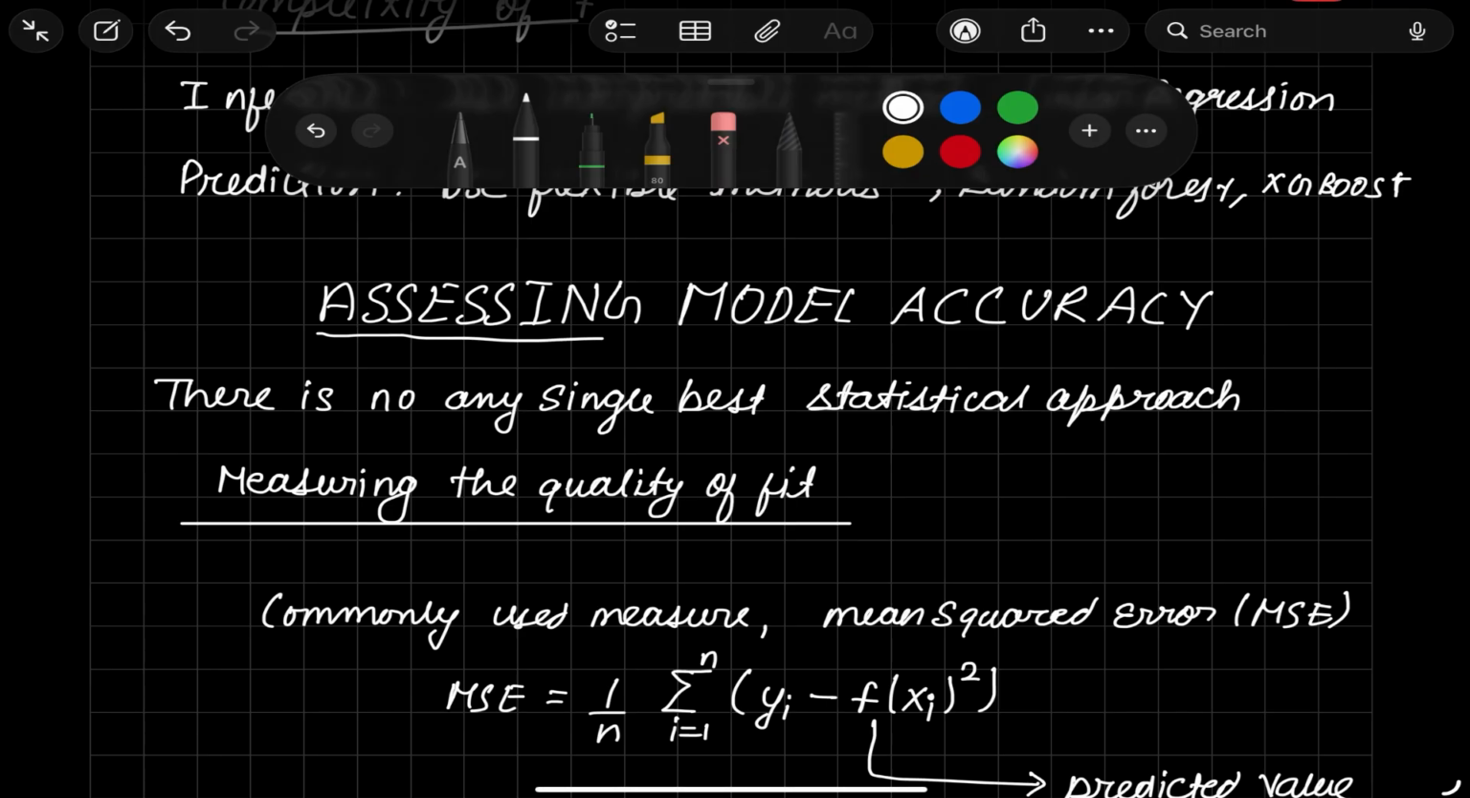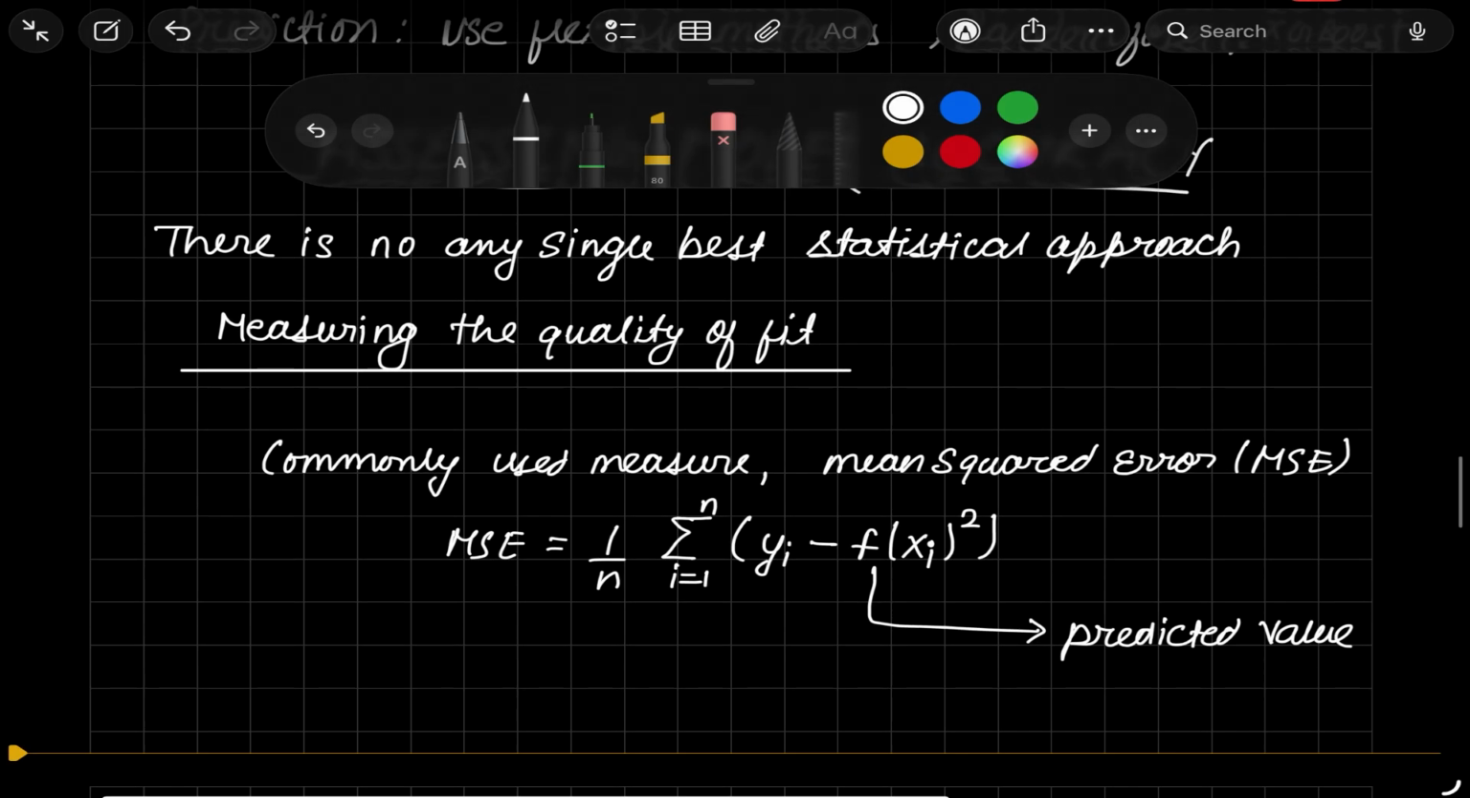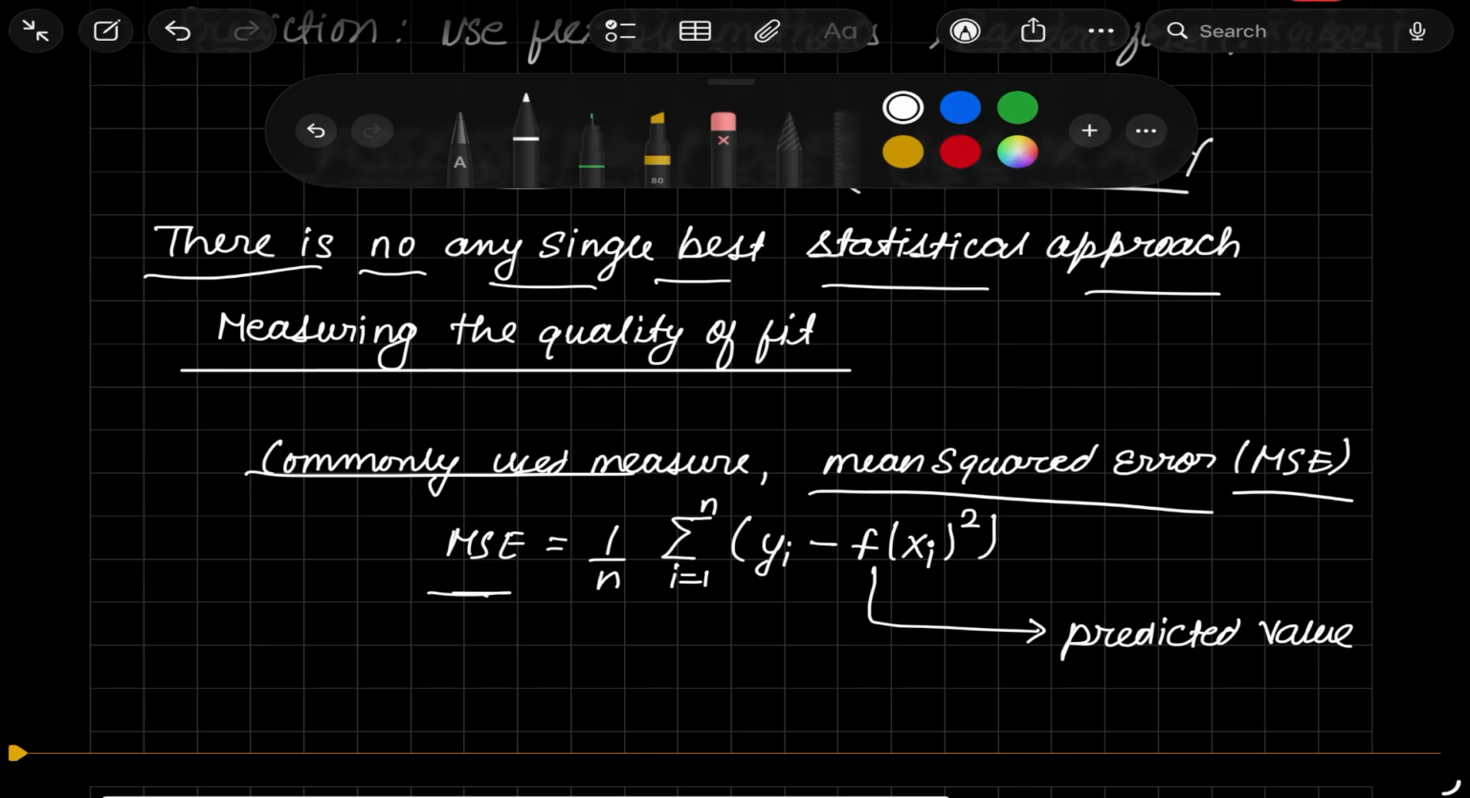Now we have to assess model accuracy, that is, how well the model is doing. If it is not doing well, then there is a problem, we have to fix it. There is no single best statistical approach to find how well a model is doing. We just pick one method and use it, and we try to minimize the error rate and increase its performance. The commonly used measure that we use mostly is mean squared error, MSE. I hope you would have heard about this.